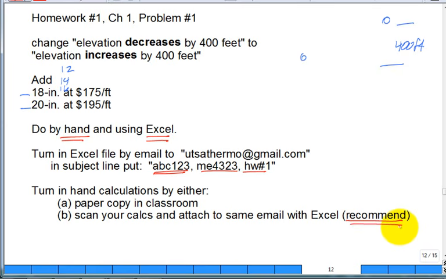All right. What time does this class end again? We got about 15 minutes? Yes, we do. We have about 15 minutes. So let me do this.